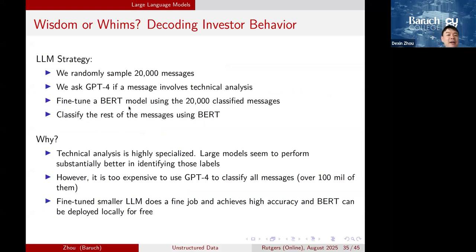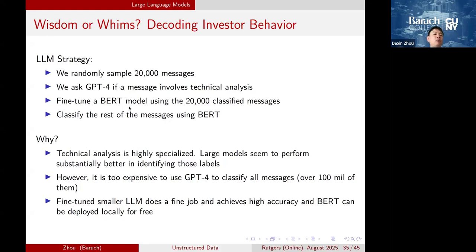Clearly, if we send 100 million messages into GPT, it's definitely going to bankrupt our research accounts. So what do we do? We randomly sample a small set of messages and ask GPT-4 to help us do the classification. Is it technical analysis, fundamental analysis, or something else? Then we use the GPT output as fine-tuning data, and we fine-tune a BERT model using these 20,000 examples. Then we classify the rest of the messages using the fine-tuned BERT.